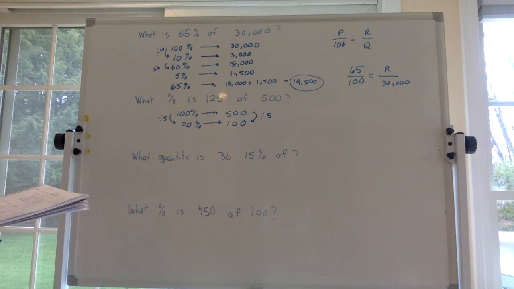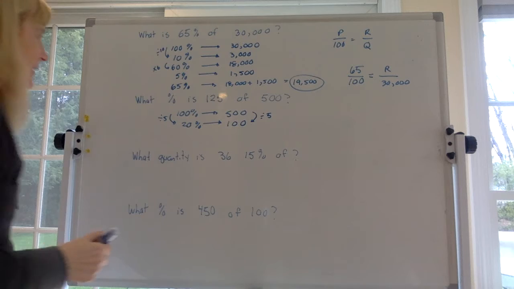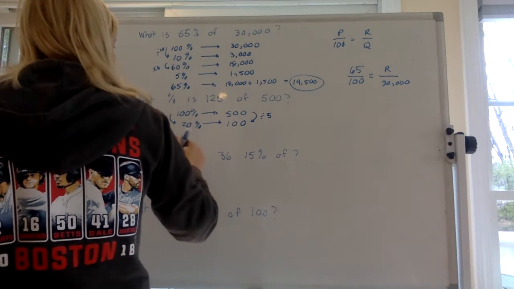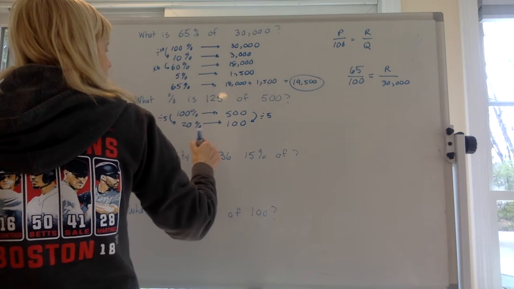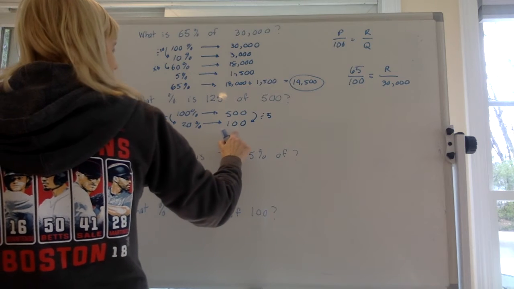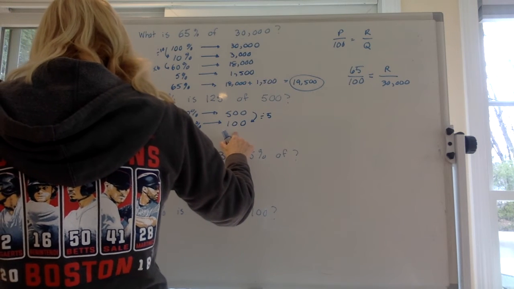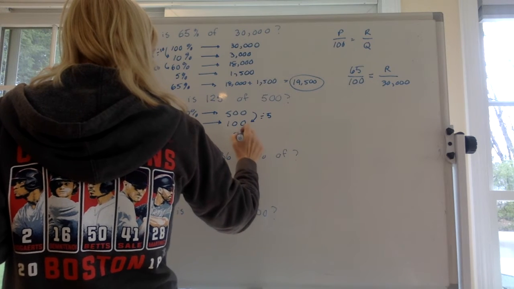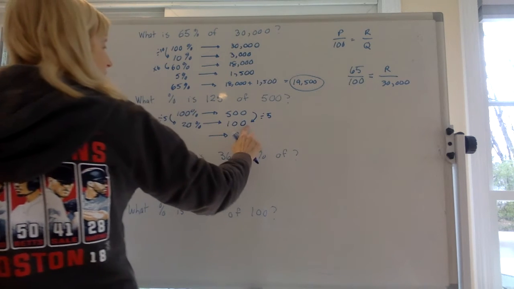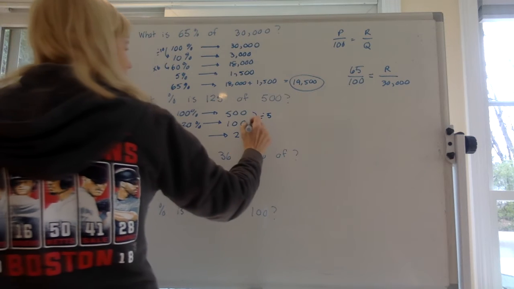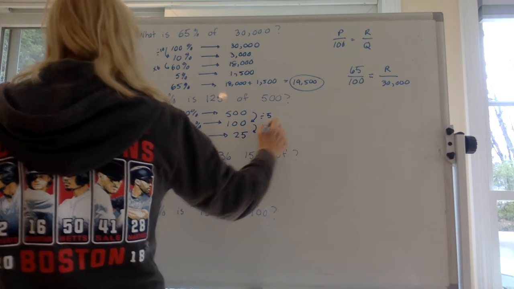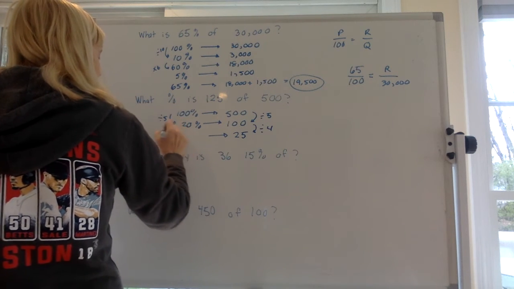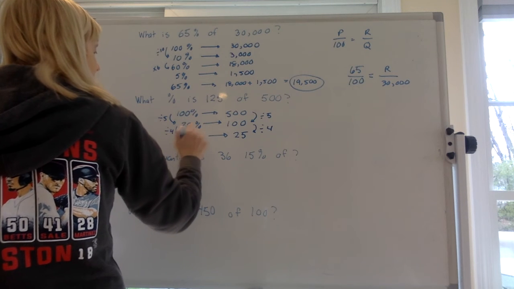That makes sense, right? Can you then tell me what we want to get to? We want to get to 125 over here, right? So let's go down to 25. How did we get from 100 to 25? We divided by 4, is that right? So 20 divided by 4 is 5%.